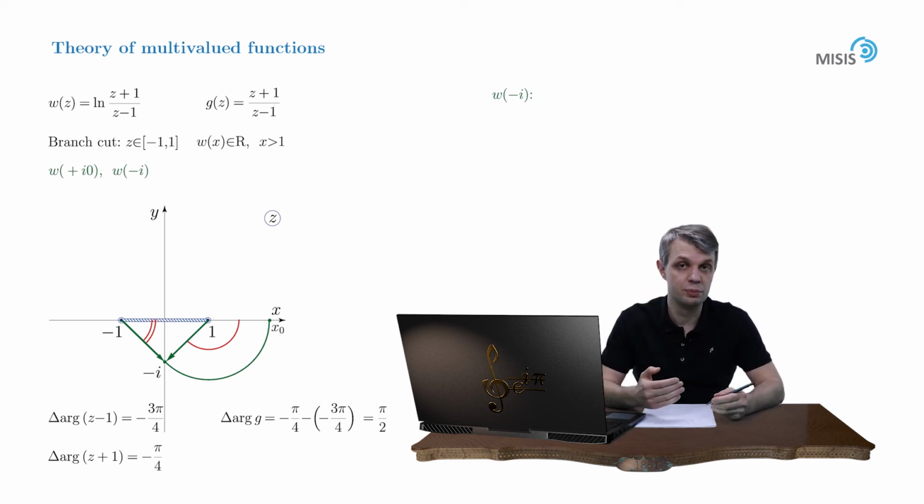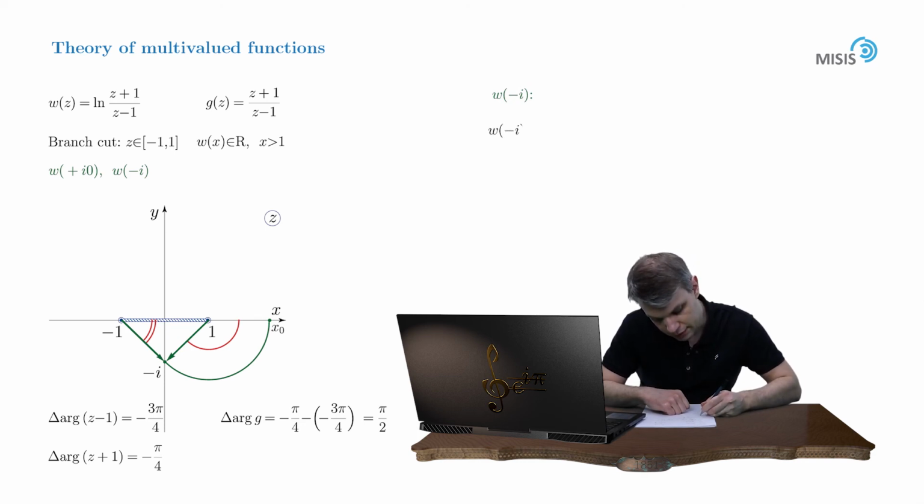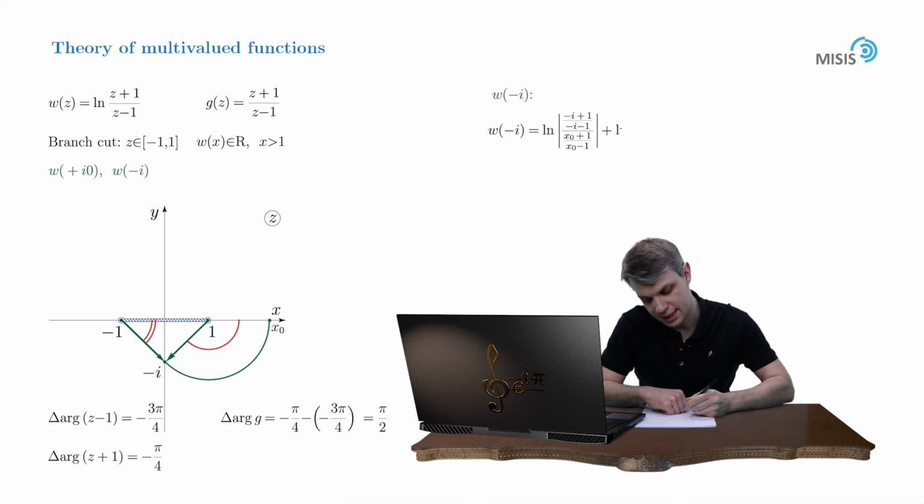And once more, we employ our general formula for the regular branch. F of negative i is equal to the logarithm of the modulus of the following ratio. The numerator is (minus i plus 1) divided by (minus i minus 1), and the denominator is the same as the previous one, (x0 plus 1) divided by (x0 minus 1). Plus the same logarithm as before, and plus i pi by 2.